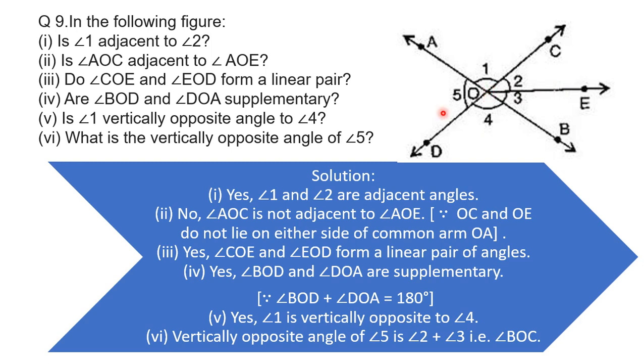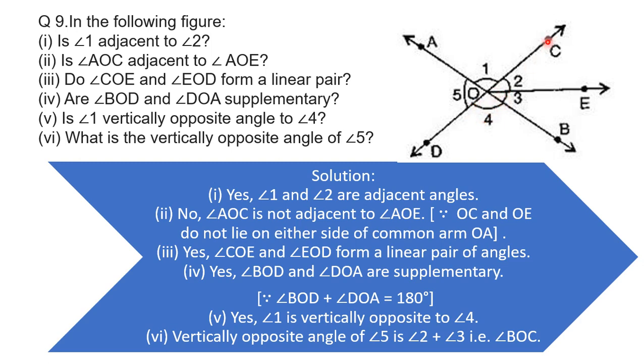So we can say angle AOC is not adjacent to angle AOE. Third, do angle COE and angle EOD form a linear pair? Angle COE is marked by 2. Angle EOD, this one, is an obtuse angle. So can we say these two angles form a linear pair?